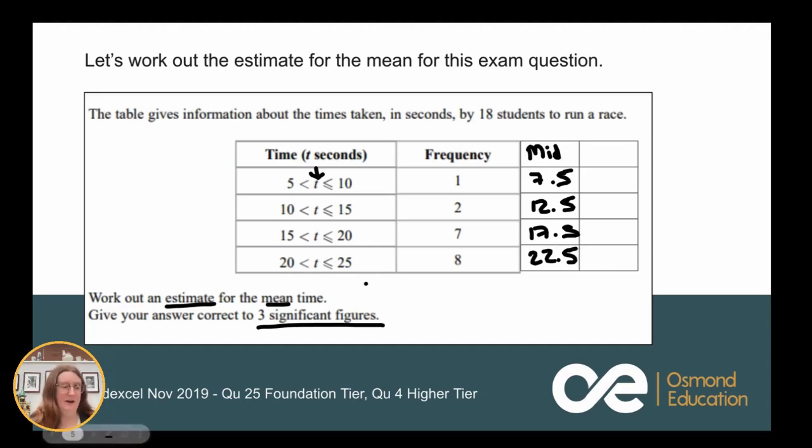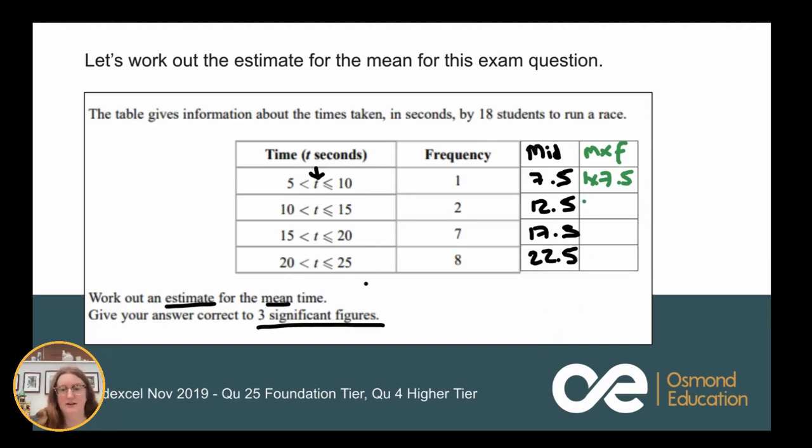Okay, our next step then is to calculate the next column, which would be our midpoint times our frequency. This column, because I'm saying that I've got 1 in this category, and the middle of this category is 7.5. So I would do 1 times 7.5. Now, if you don't have the midpoint, you are just going to do the frequency times the category. It's the same bit of maths. We just need a midpoint when we've got the groups.